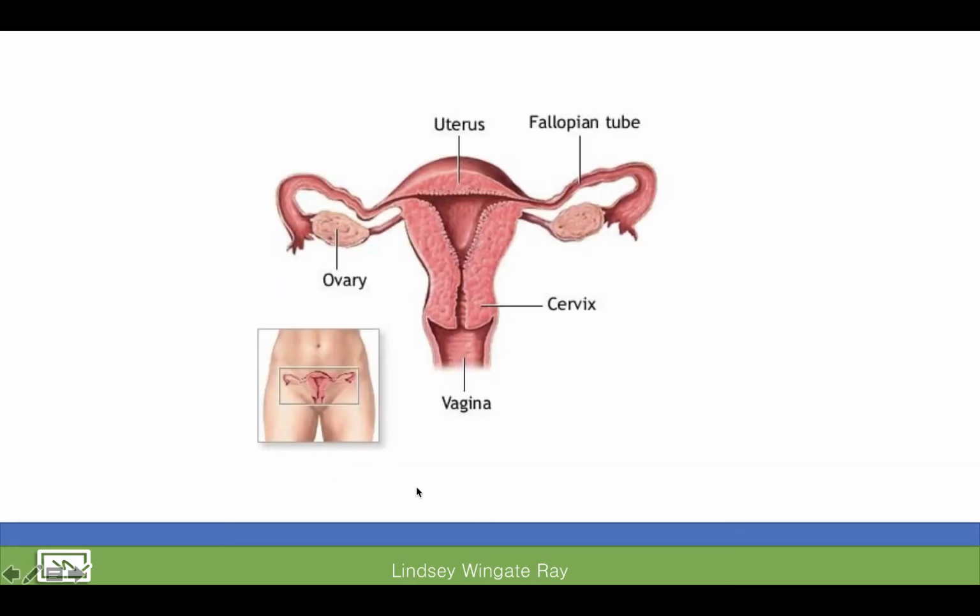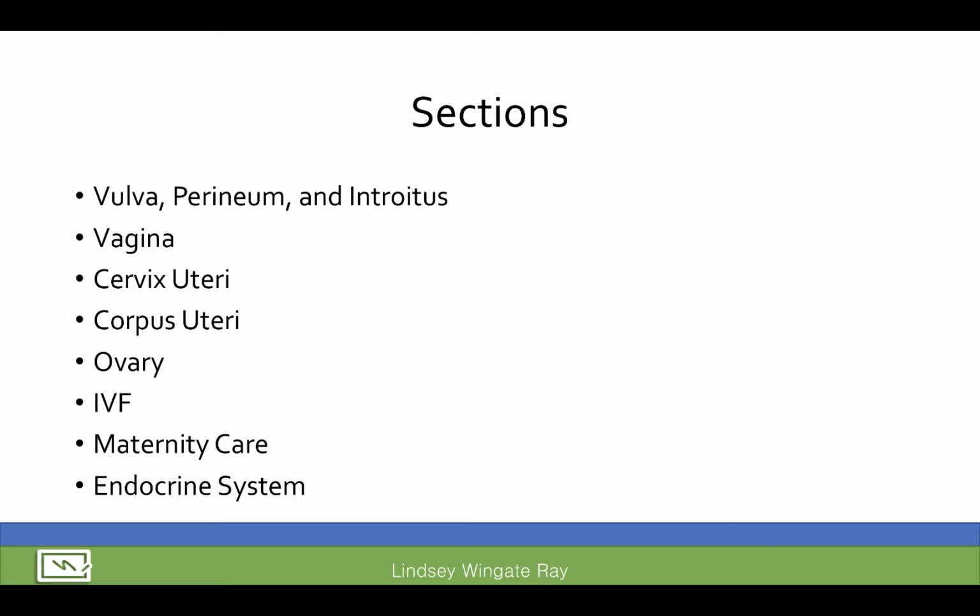Here is the female genital system. You have the vagina, the cervix, the uterus, fallopian tubes, and ovaries. Make note that you have 2 ovaries and 2 fallopian tubes. This will be important when coding. The sections that are in this chapter are the vulva, perineum, and introitus, the vagina, cervix uteri, corpus uteri, ovary, in vitro fertilization, maternity care, and the endocrine system is at the end.